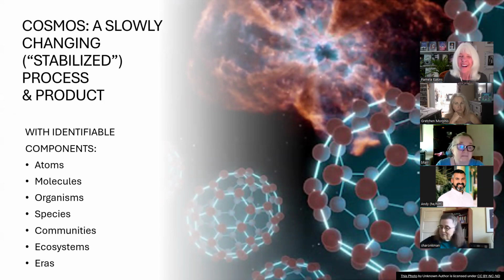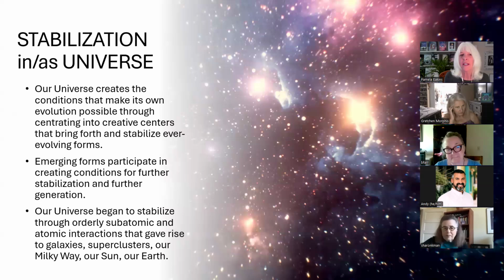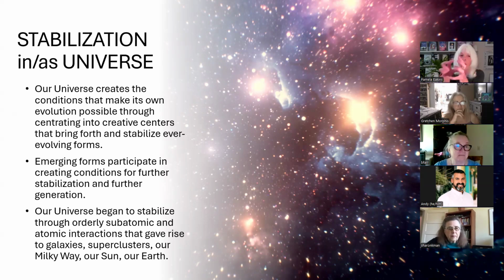We have identified atoms, molecules, organisms, species, communities, ecosystems, and eras. This is what we do. We're really good at this, humans, our species. Stabilization in and as universe. Our universe creates the conditions that make its own evolution possible through centrating, coming together, and hovering around creative centers that bring forth and stabilize ever evolving forms.